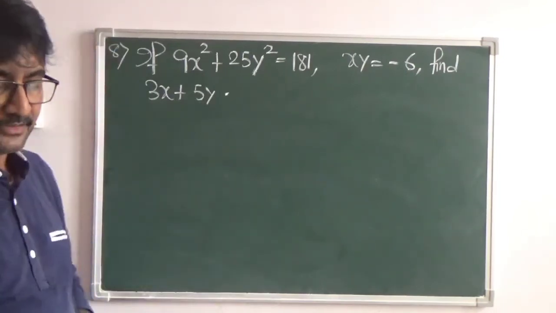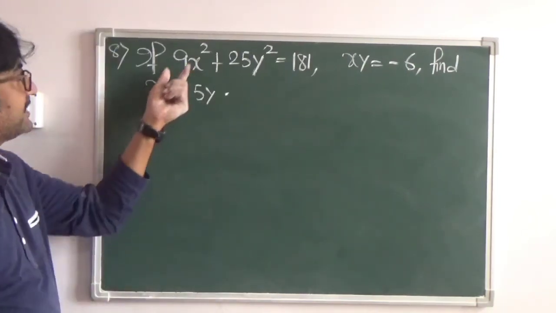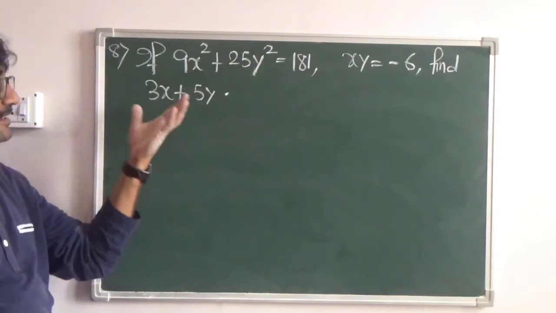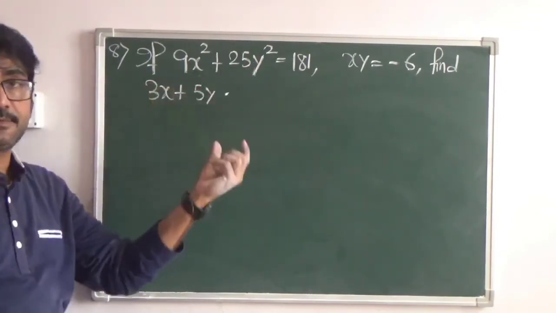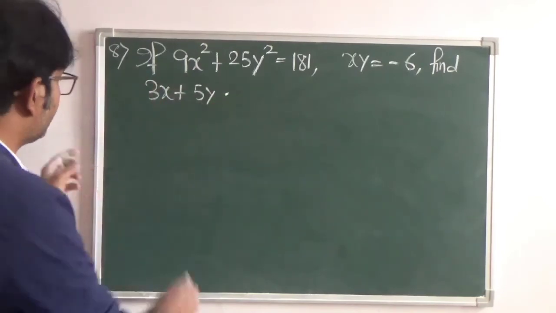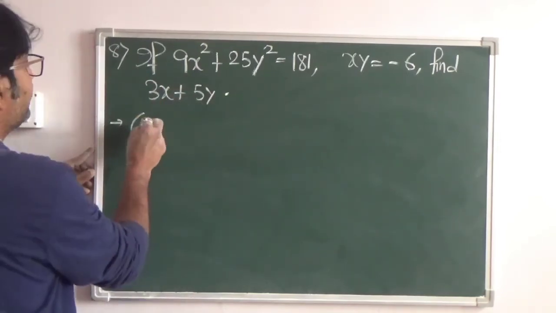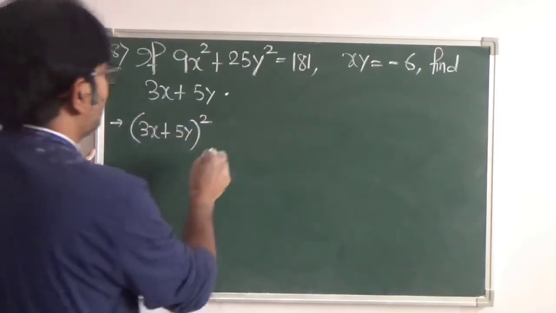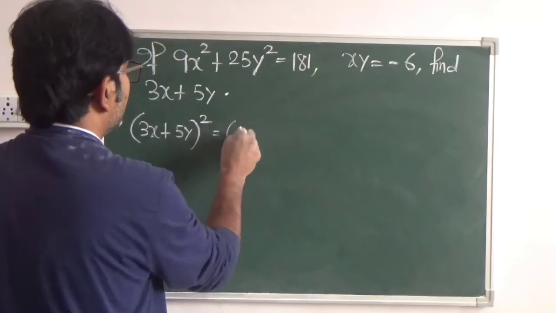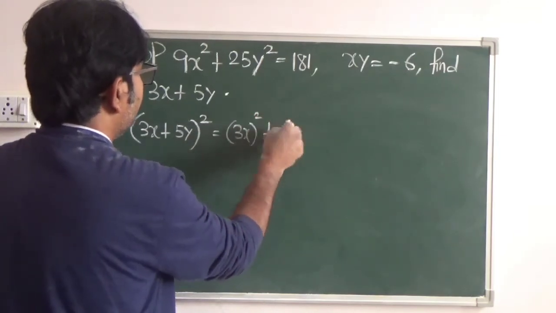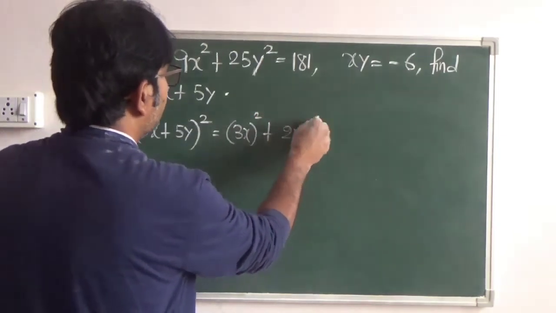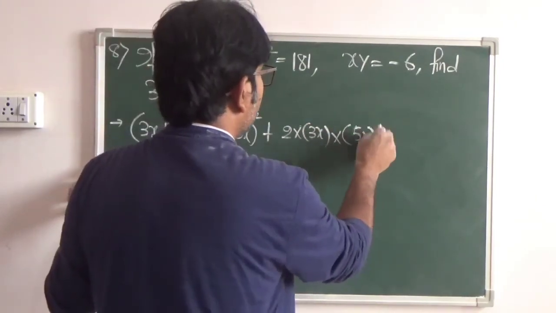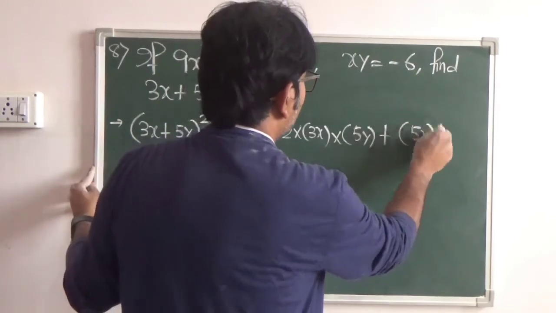So if you look at the question, you can see the square of 3x is 9x square and the square of 5y is 25y square. That means if you find the square of 3x plus 5y, then we can get something out of it. So we have 3x plus 5y square equals 3x square plus 2 into 3x into 5y plus 5y square.